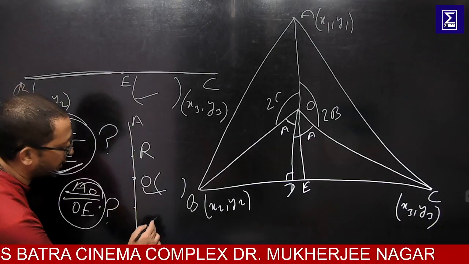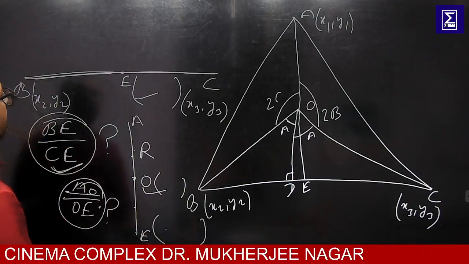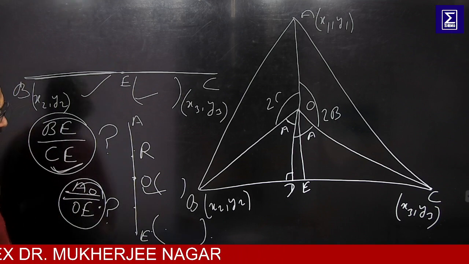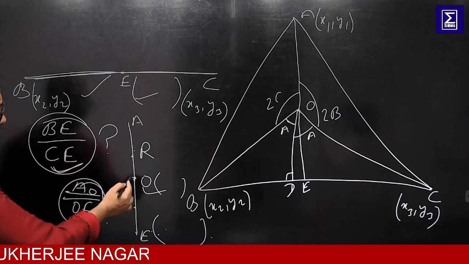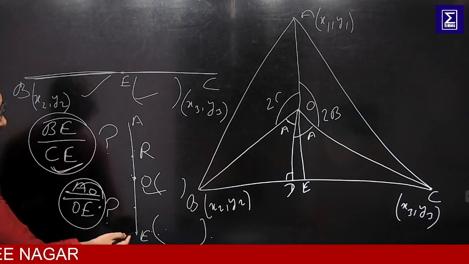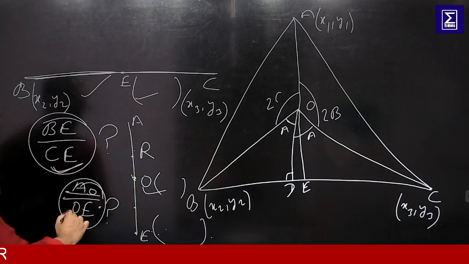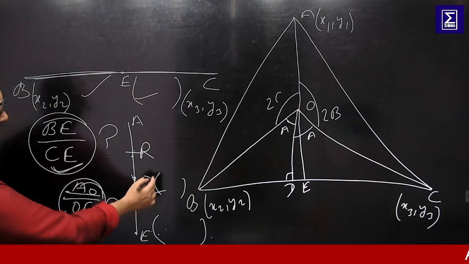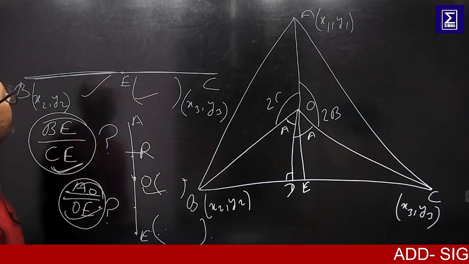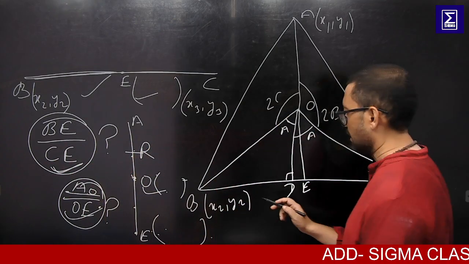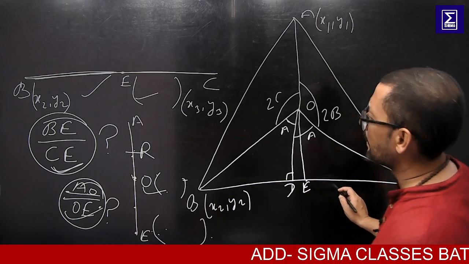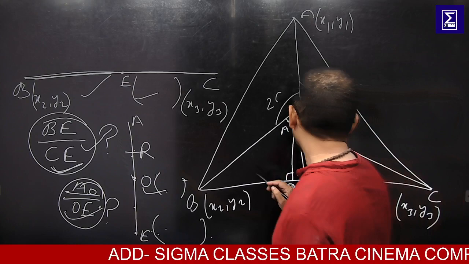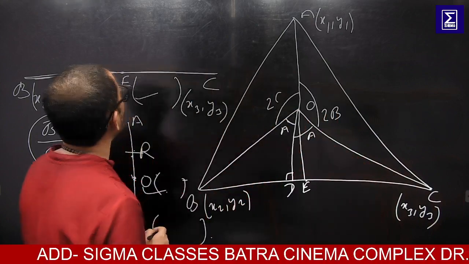But for this we need the coordinate of E, and the coordinate of E we will get in the first step. After getting the coordinate of E, we will put it here, and then again we will try to get OE. Once we get OE, we will establish the relation AO upon OE, and finally we will get the coordinate of O. Okay, so now the question is how to get BE upon CE. That is the very first part. For this we have to see in multiple steps.